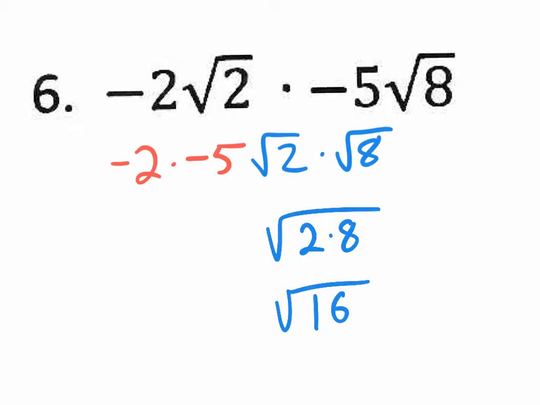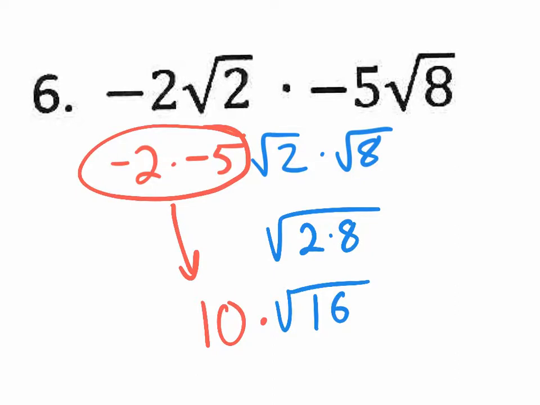Okay, so let me not get ahead of myself. Let me bring down this answer. What's -2 times -5? Positive 10. So I have 10 times the square root of 16. That's really going to be 10 times 4. So my final answer is what? 40.